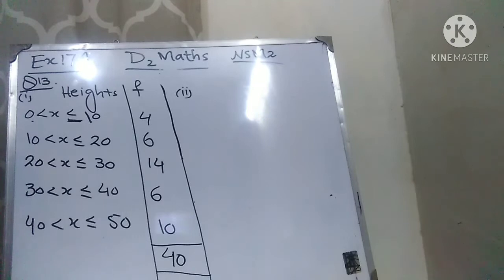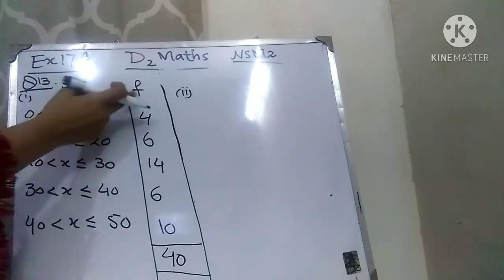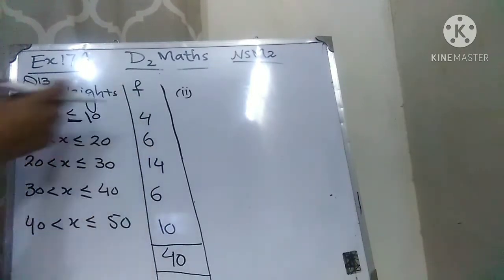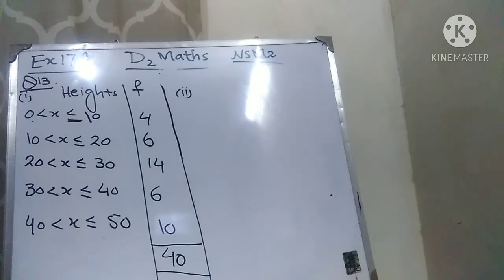Students, part 2 is they are saying that a plant is selected at random. Find the probability that the plant is not taller than 40 centimeter. So students, frequency means that these are the number of plants. Okay, so they are saying that it's not taller than 40 centimeters. So it means that its height is till 39.